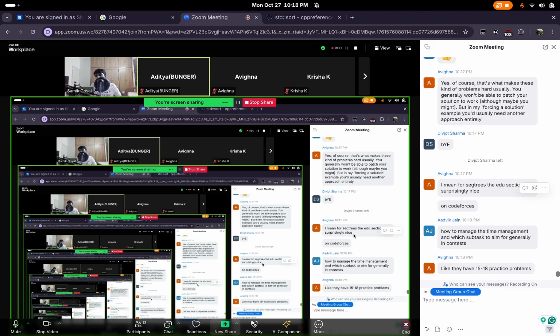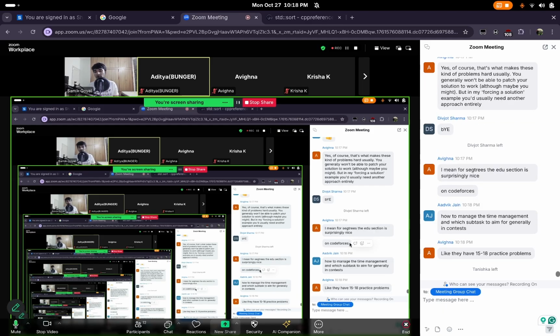How to manage time? Time management should really just be greedy. This was one of those things that my mentor used to tell me, that if there are two problems and you score 60 in both, that's better than scoring 100 on one. So it's always best to just try to greedily go for the most points you can.